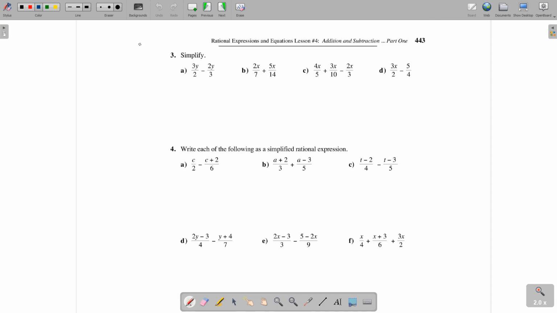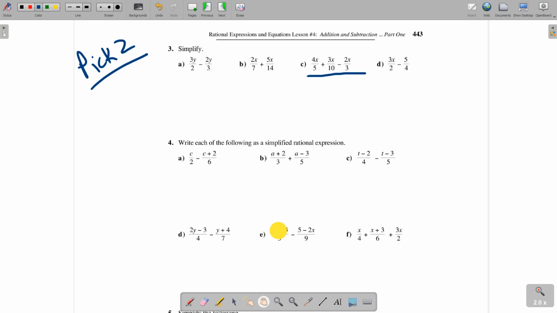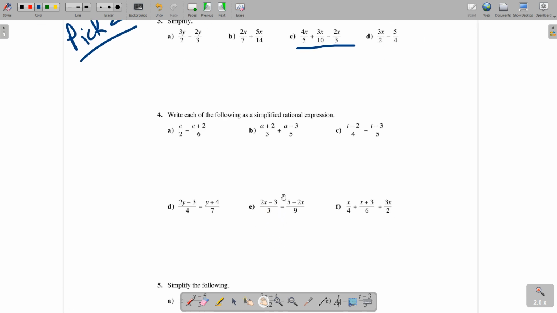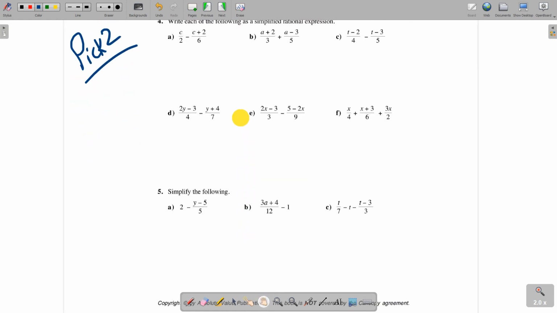Alrighty, question 3 says to simplify. Pick any 2 you want. I don't need you to do all of them because they're just simply the same process with just numbers. At some point, you're going to have to do 3 terms, so maybe you want to pick C. Question 4 has a lot to practice here. It has got some 3 terms. It's got some 2 terms. There's 6 of them there. I would recommend you pick 2 again. Pick any 2 you wish. If you think you need more practice because you're not getting them, pick 3.